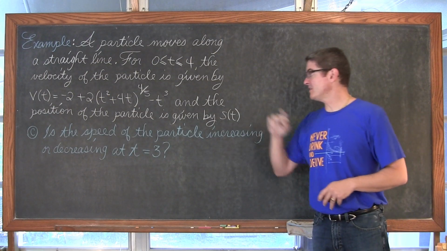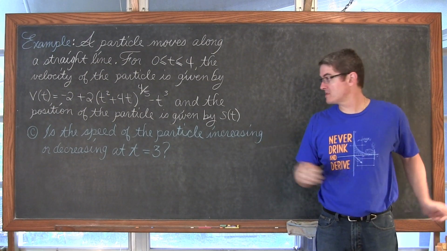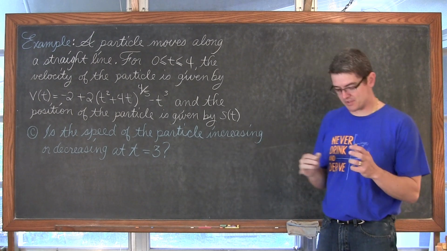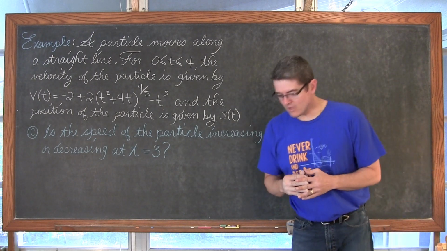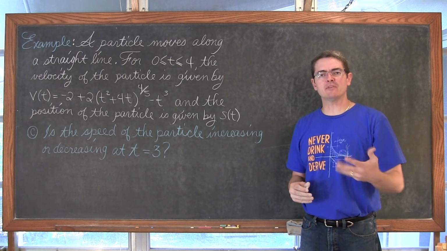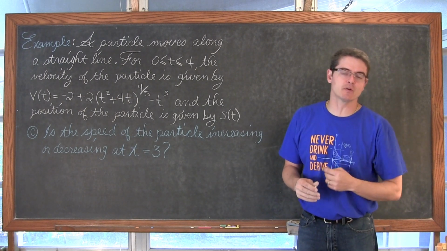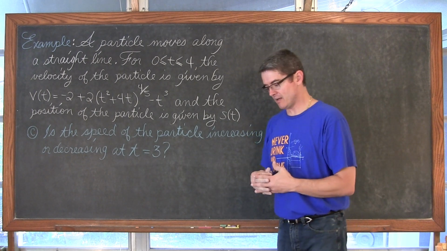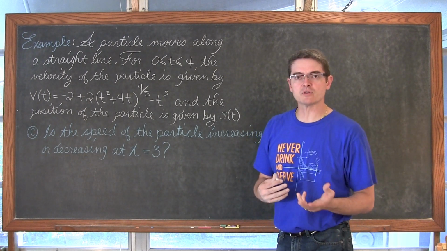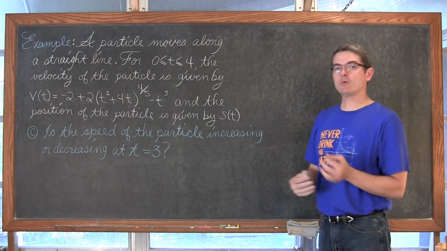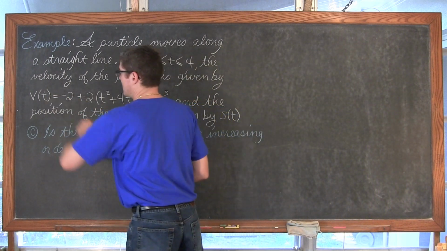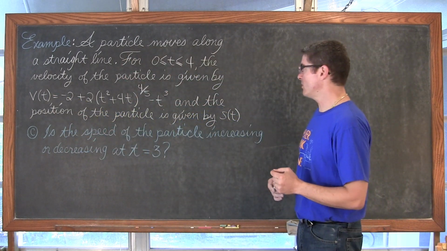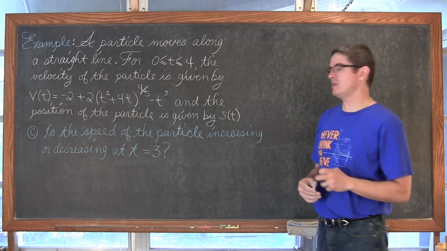Is the speed of the particle increasing or decreasing at t equals 3? Okay, unlike the previous example where I gave us the position function and then we found the first derivative, which was velocity, and then we talked about the second derivative being acceleration, but the acceleration of gravity was already negative. Here we have to remember that we were given the velocity function right off the beginning. So is the speed of the particle increasing or decreasing?